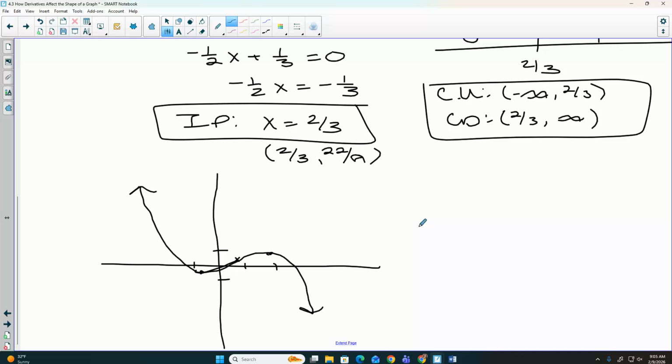The change in concavity a lot of times is not a drastic change, so that's why I'm having you mark an X there, so we can kind of tell that's approximately where we are flipping. Any questions there?